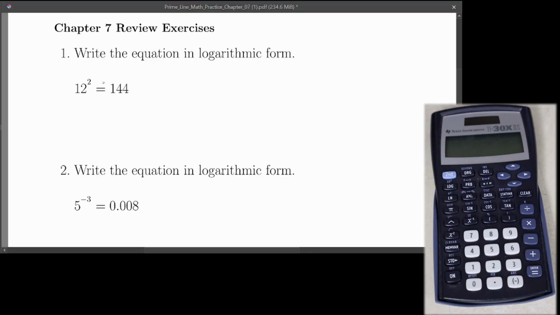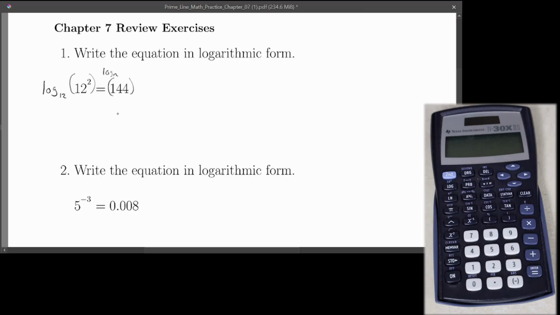In this case, they want us to write the equation in logarithmic form. So what we want to do is notice that we have a base of 12. That's our base value. We have a power value of 2, and then this is our other value, what it equates to in a regular number. So when we take the log, we're going to take the log of both sides. We're going to do log base 12 of this, and then here, log base 12 of that.